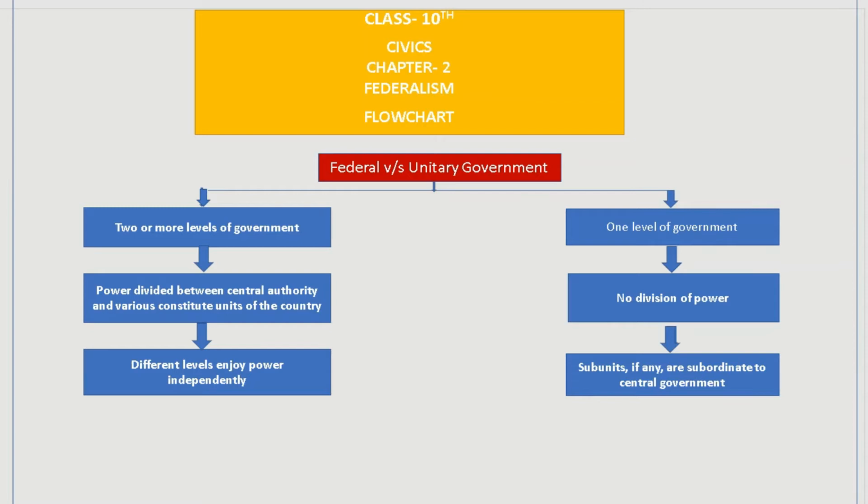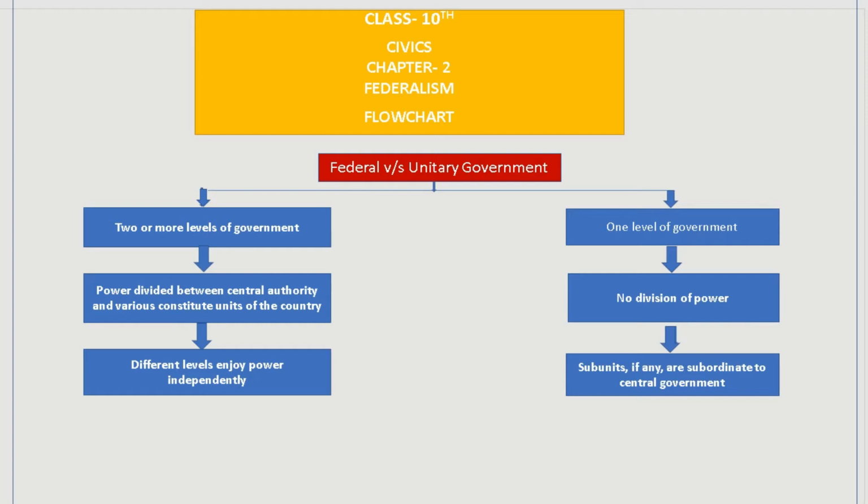Online classroom channel, and today in this video I am going to show you the flow chart of class 10 civics chapter 2 federalism. Under the flow chart I have mentioned all the important headings of the chapter. The main concepts are given here so that you can easily understand the whole chapter.